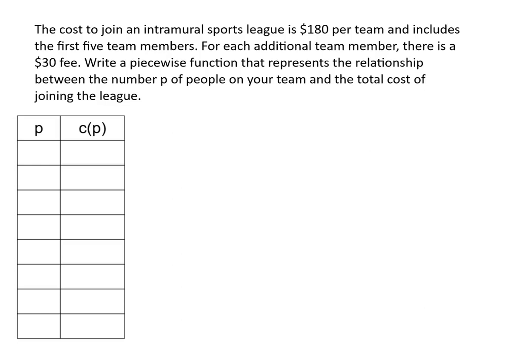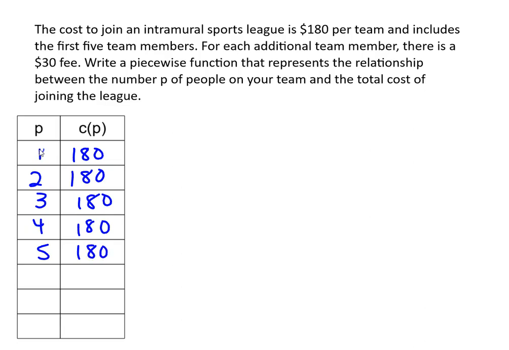Here we've got an intramural sports league. And to join the intramural sports league, it's $180 per team, and that includes up to the first 5 members. So if you have 1 to 5 members, your cost is going to be $180 no matter how many people that you have. So if you have 1 person, the cost is going to be $180. If you have 2 people, it's still going to be $180. 3 people, still $180, 4, and 5.